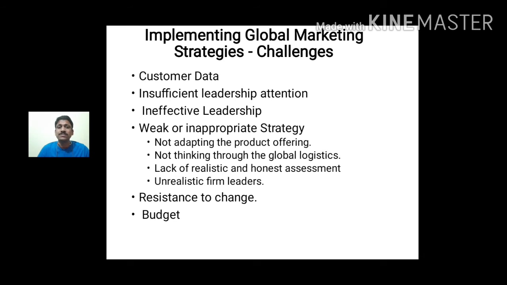Insufficient leadership attention is one more challenge. Even if there is a very good leadership in the organization, if the leadership is not attentive, then definitely the planned strategy cannot be implemented efficiently in any market, because the leadership has to be focused. They have to be very attentive in all the phases and processes to implement the strategies in various markets. Until and unless the leadership is attentive, the global marketing strategies cannot be implemented as per the plan.